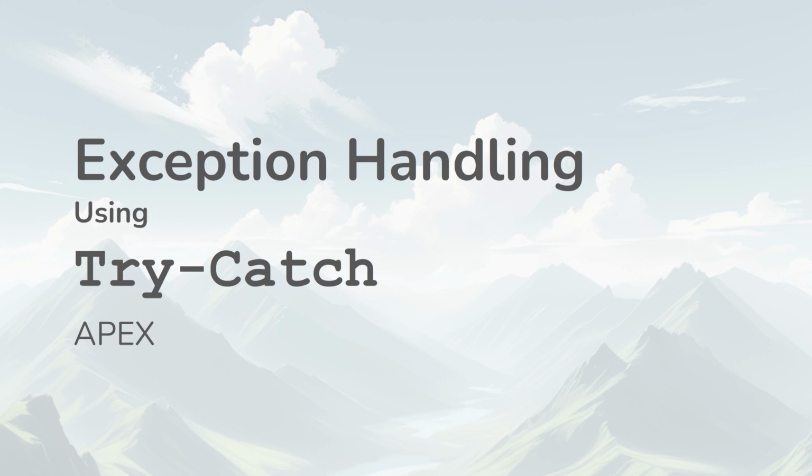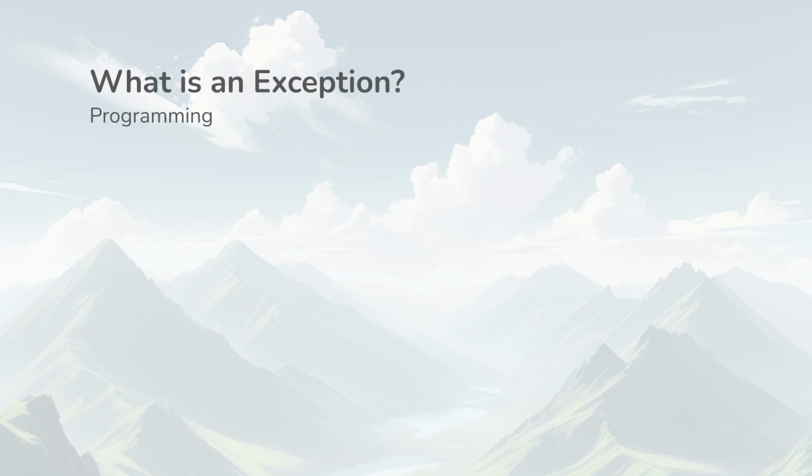In this video, we are going to learn about exception handling in Apex using the try-catch block. First, let's try to understand what an exception is. An exception is nothing but an error which stops the execution of code or functionality. So, we can say that exceptions are runtime errors in programming.